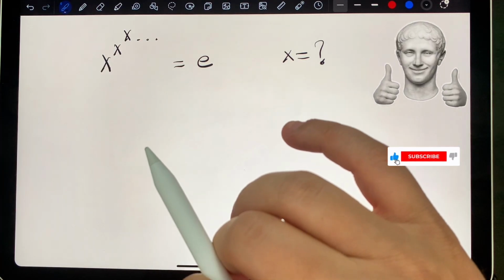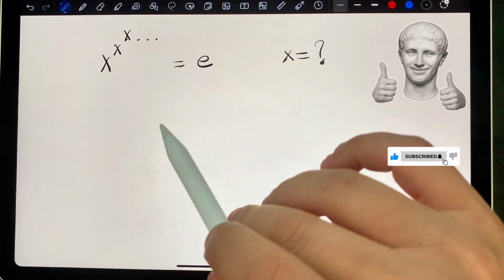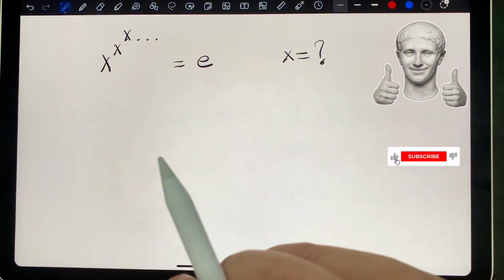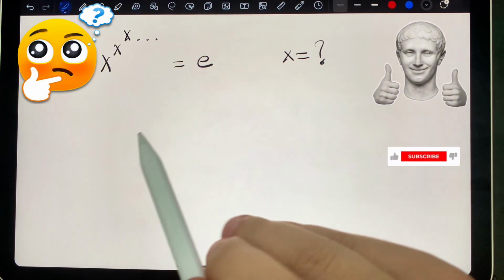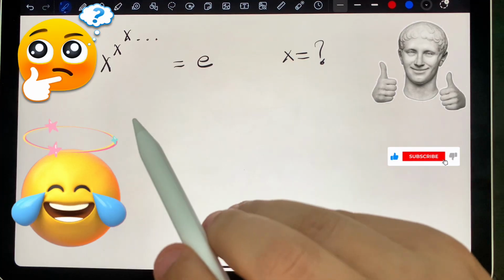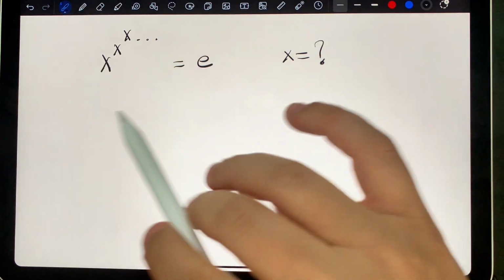Nice question. In this video, I will solve two Math Olympiad questions. In both cases, I will use the rules of the natural logarithm.